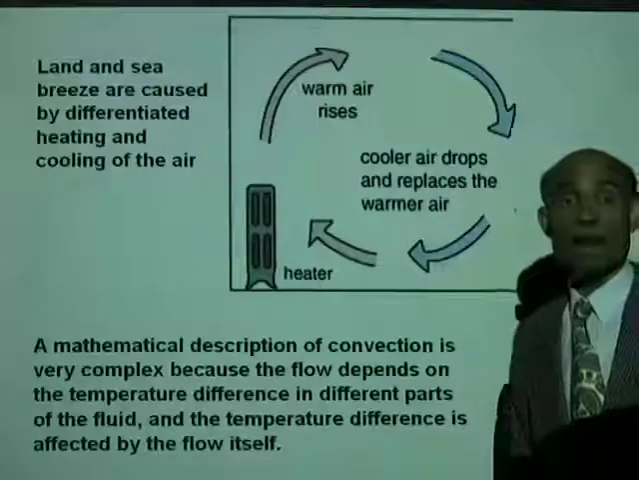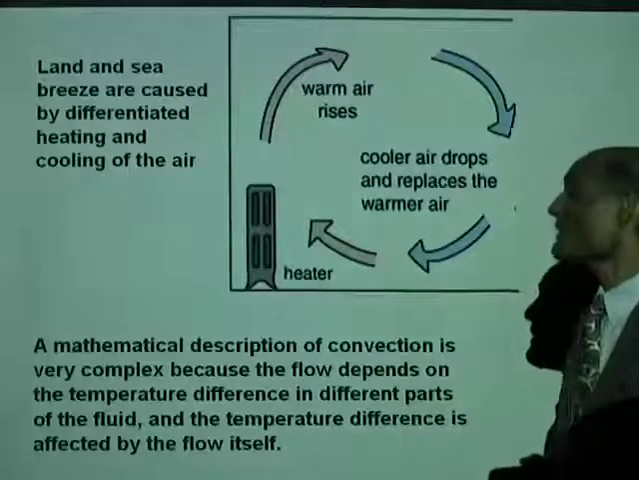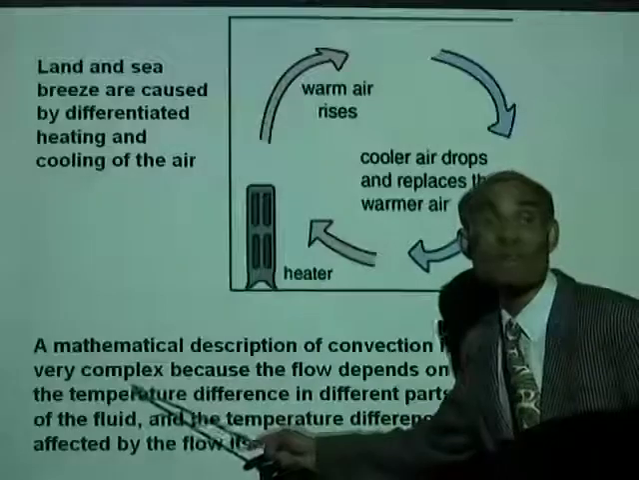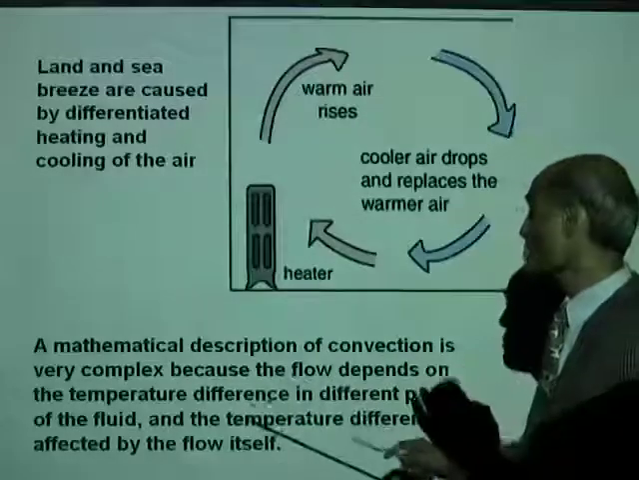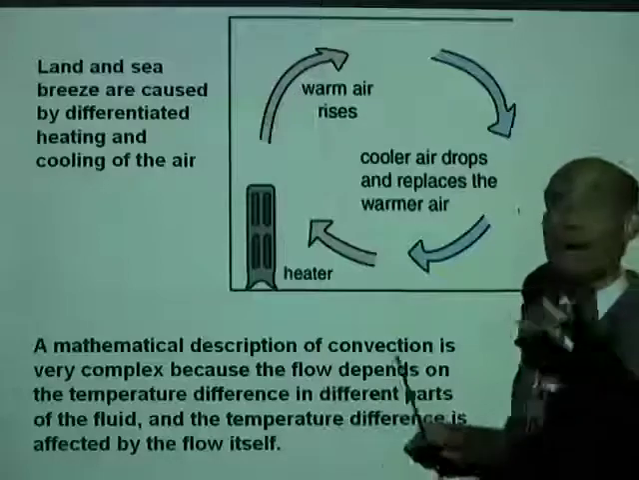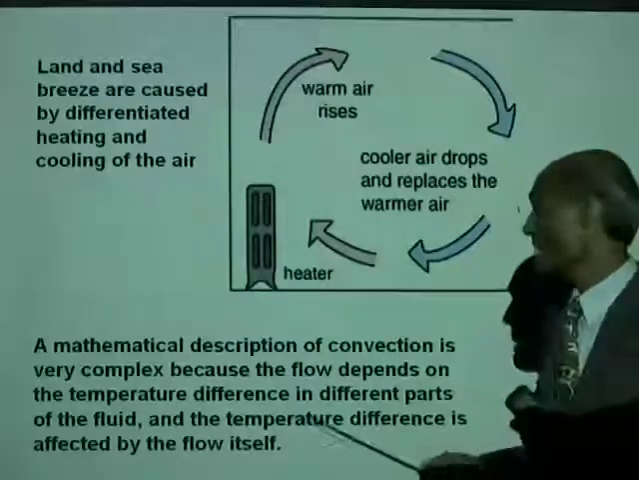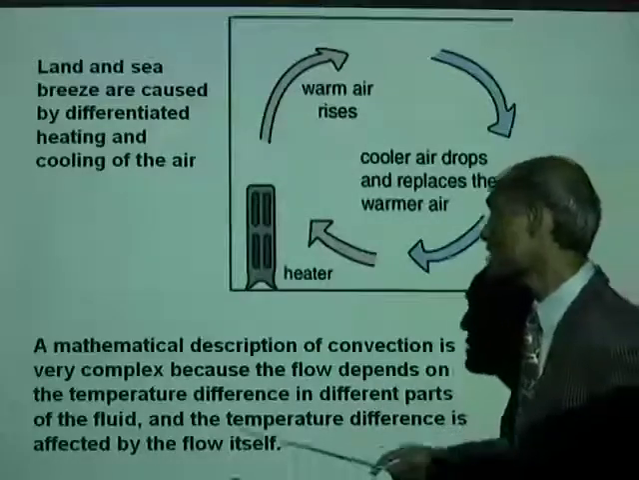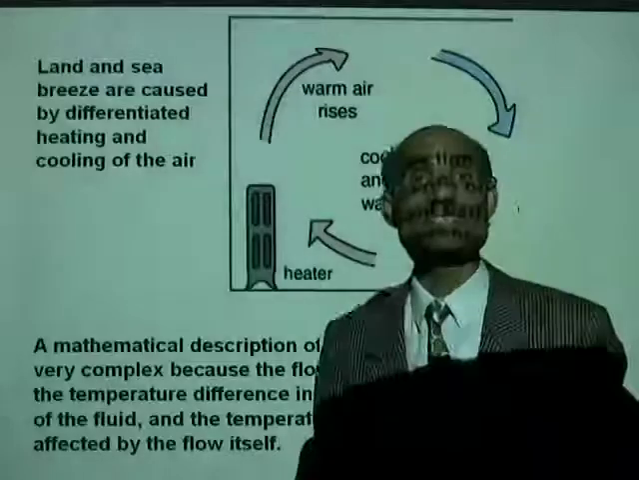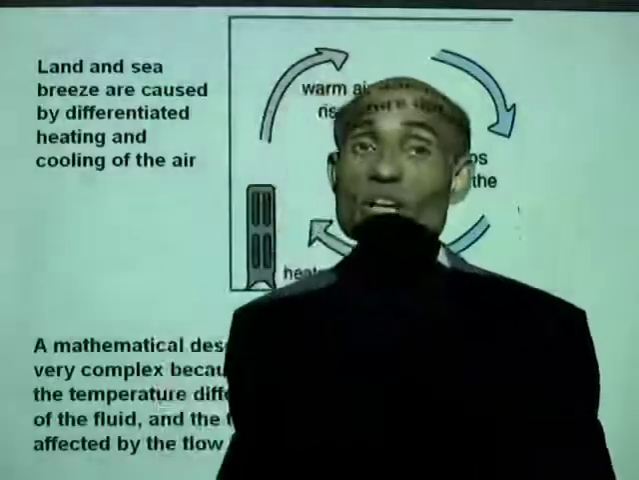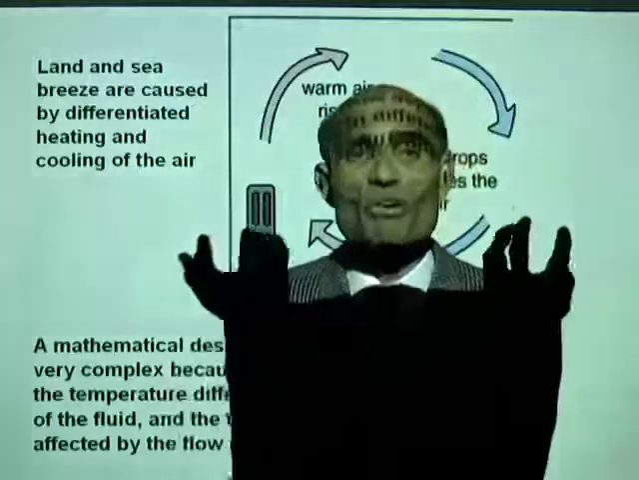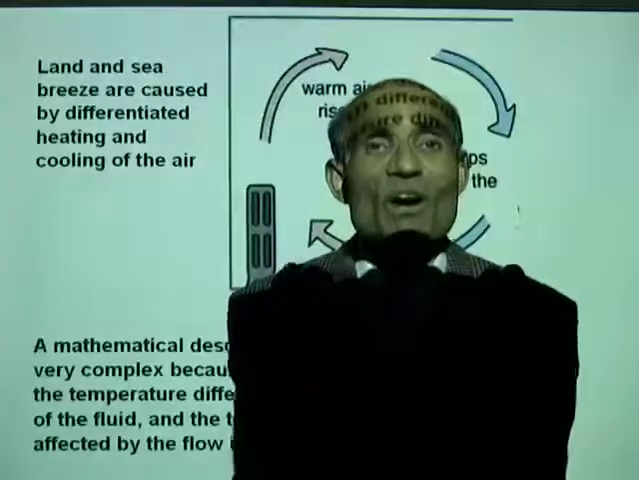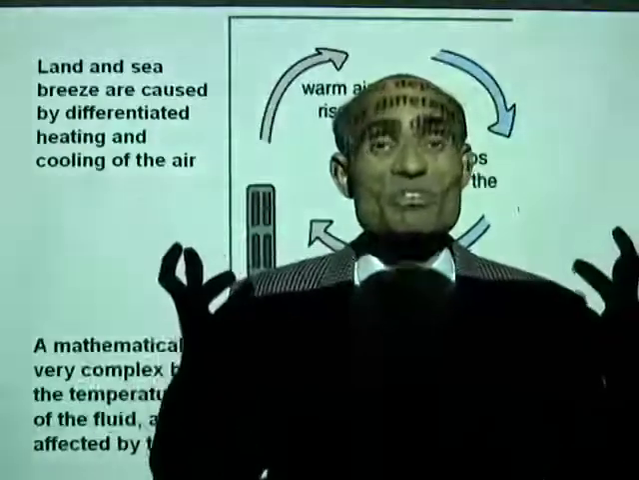Now, a mathematical description of convection is a very complex phenomenon. You know why? Because it depends on the temperature difference in different parts of the fluid. And the temperature difference is affected by the flow itself. Actually, the theory of chaos gives a good picture of the complexity of the process of convection.